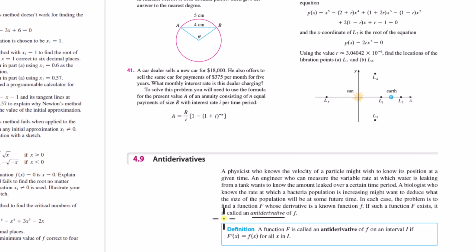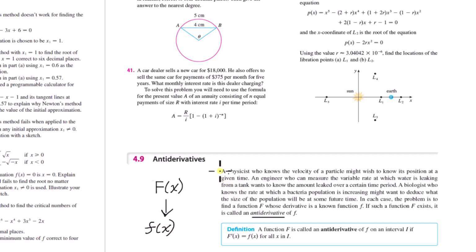Okay, so wait, I'm a little confused by the notation here. I thought they were saying that we've got a function f of x and we take its derivative and we get capital F of x. Maybe that's not what they're saying. Yeah, so it looks like they're saying the opposite. And just note, this is just notation. So it's saying we have a function capital F of x, and you take its derivative and you get lowercase f of x. And we're trying to find capital F of x.